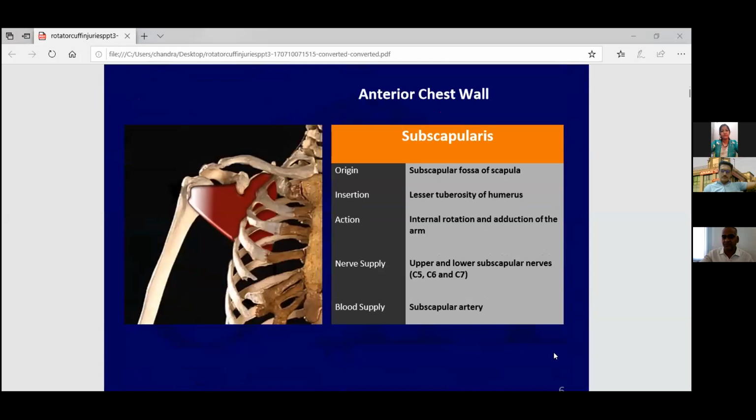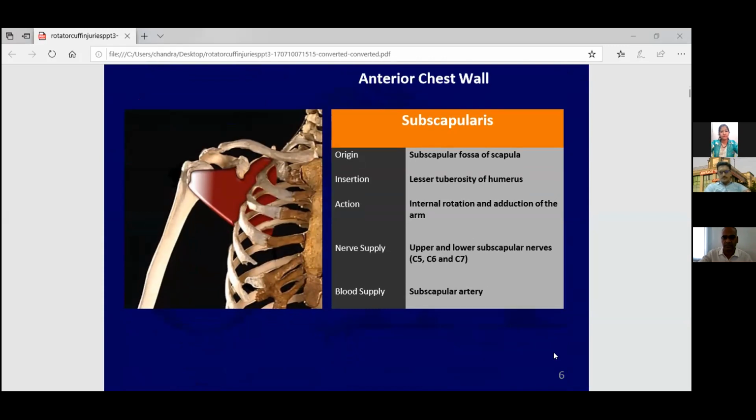Just see all the muscles one by one. Subscapularis: you know the origin is the subscapular fossa of the scapula. Insertion is always the lesser tuberosity of the humerus. The action is internal rotation and adduction. Nerve supply, you know, is the subscapular nerve. An artery also supplies the subscapularis muscle.